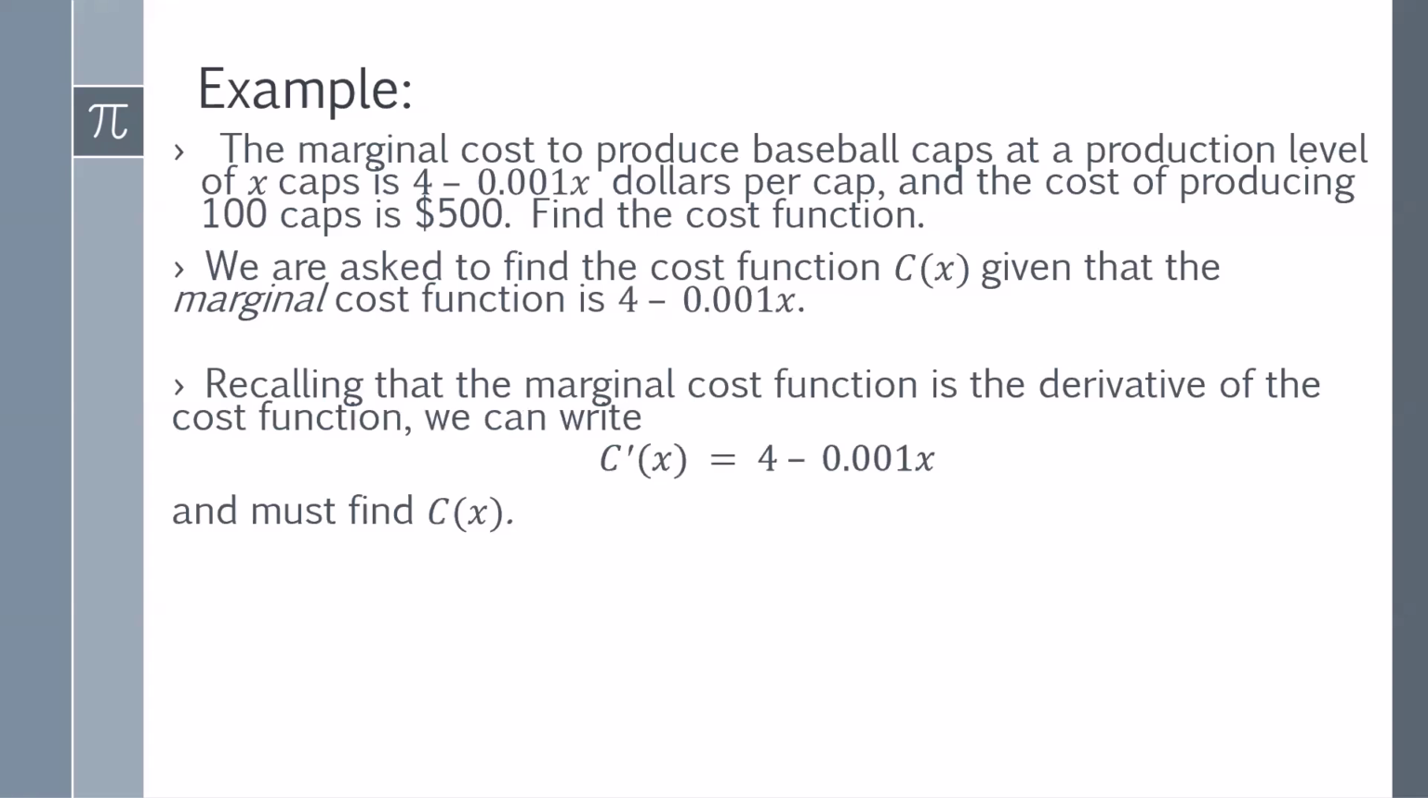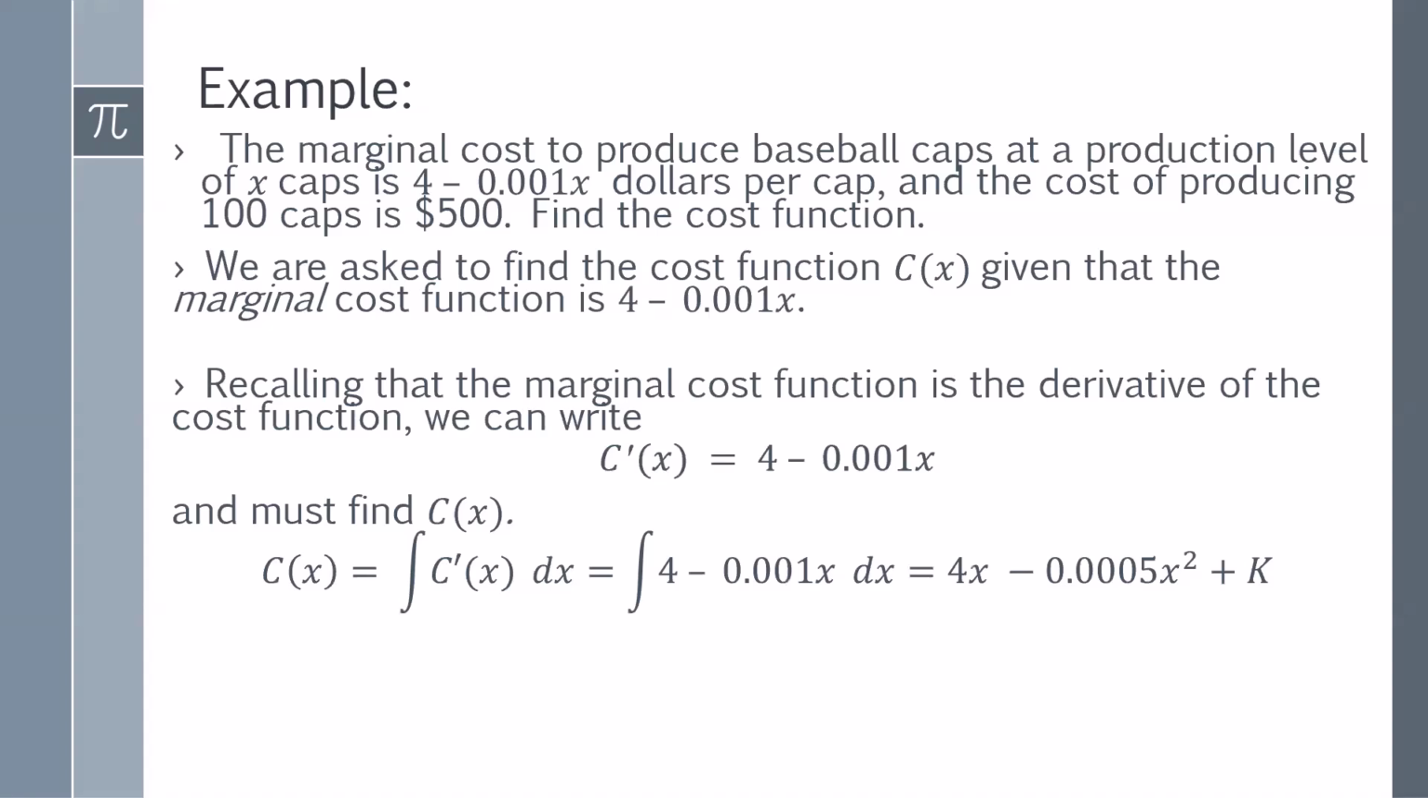So we know then that c prime of x is equal to 4 minus 0.001x. And again, we're looking for c of x. We take the antiderivative, we get the antiderivative of 4 minus 0.001x equals 4x minus 0.0005 x squared plus some constant k. Now here we didn't refer to our constant as c because we've already used c a couple of times in this example. We don't want to get confused.